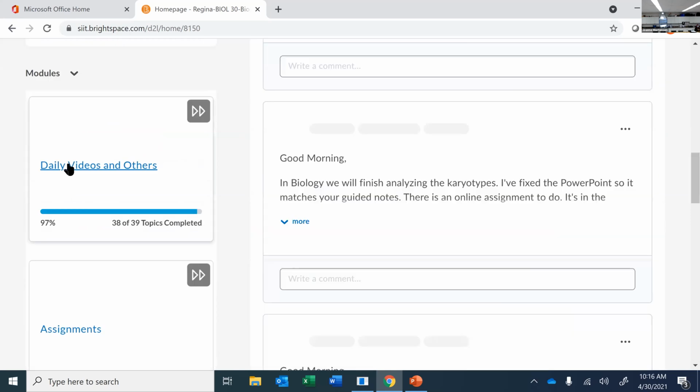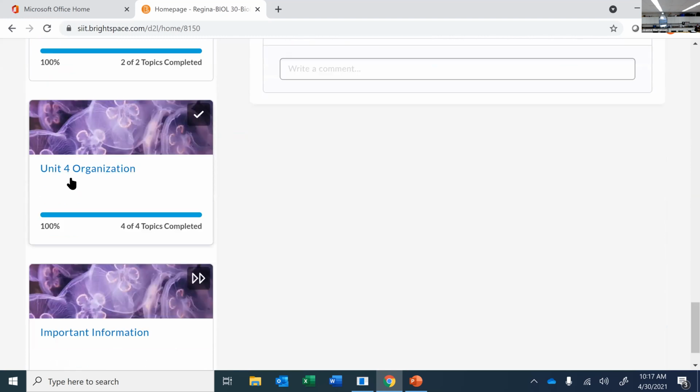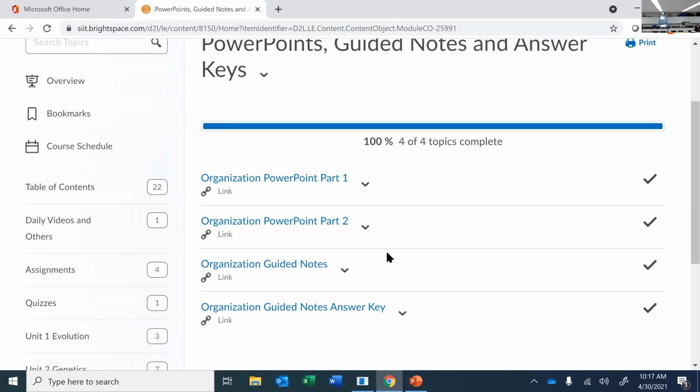So this is biology. We've got the daily videos, assignments, quizzes, and so on. If you go into organization, this is our last unit. There is the organizational guided notes answer key. So if you have any blanks that you have not filled in, you can click on this.